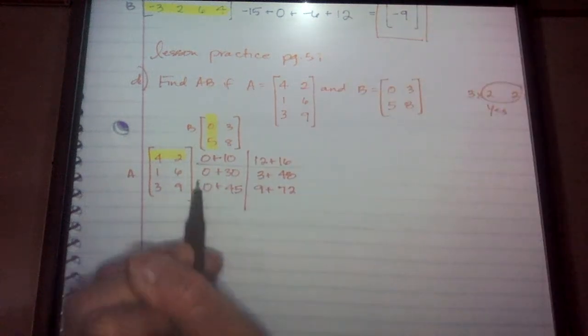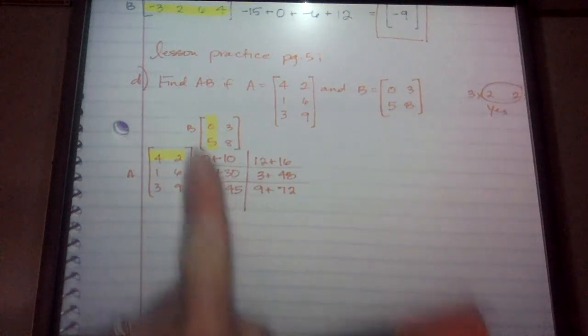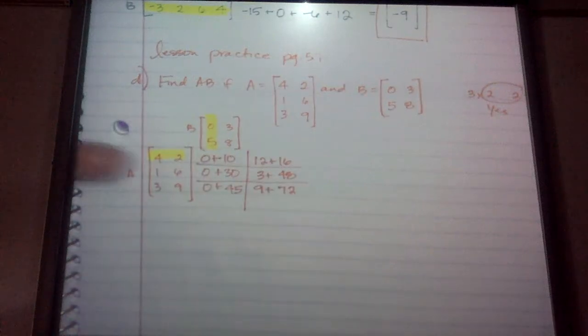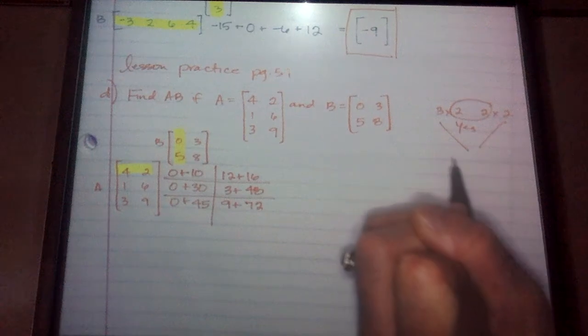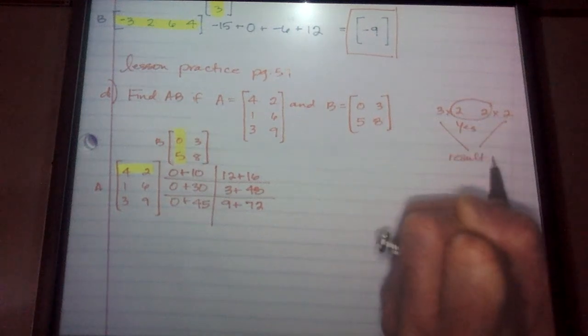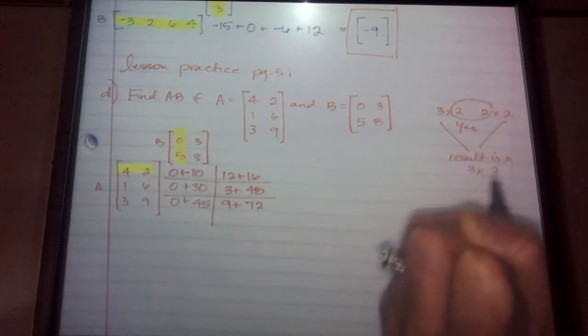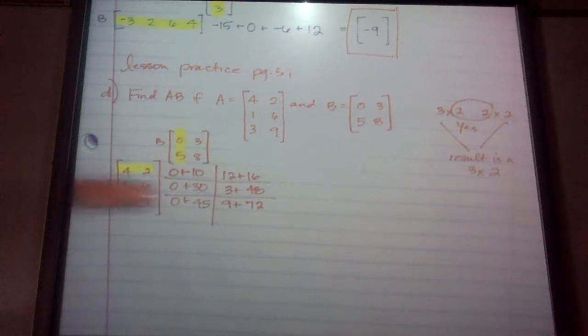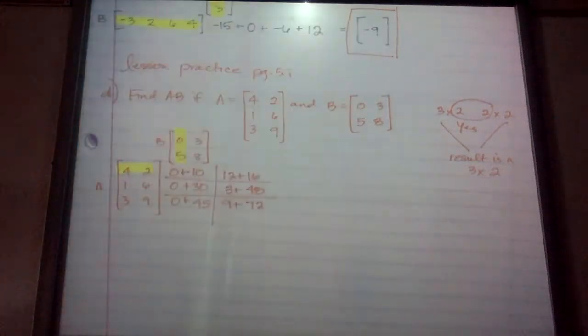So if it helps, you can use the bars. Like I know there's 2 columns, so 1, 2, and I know there's 3 rows. I also know that the result is a 3 by 2. So notice that's why I have 3 rows and 2 columns.